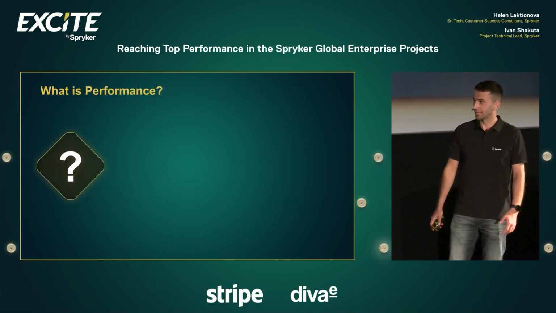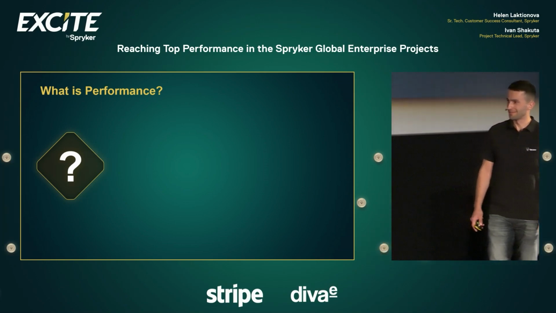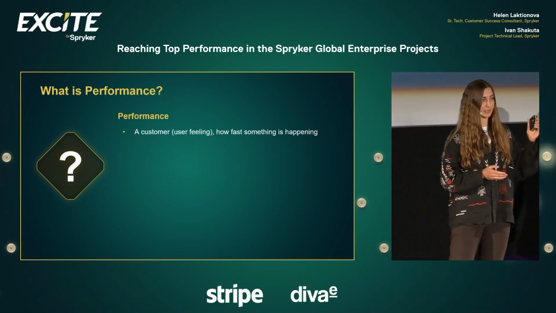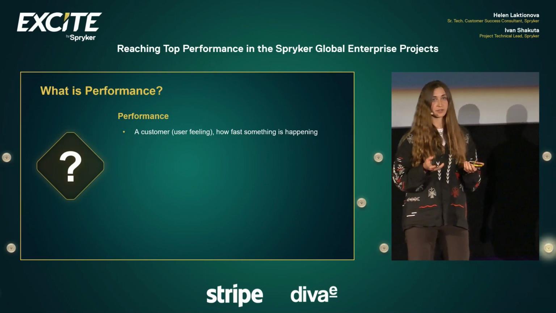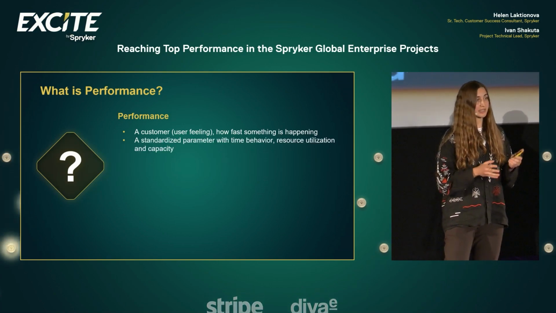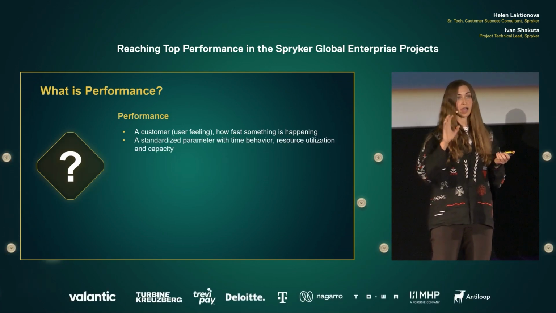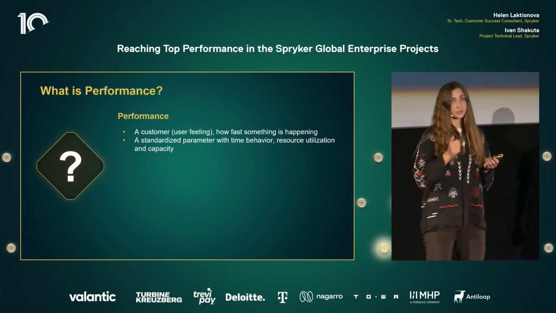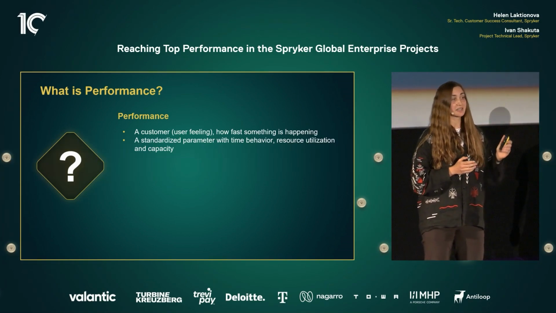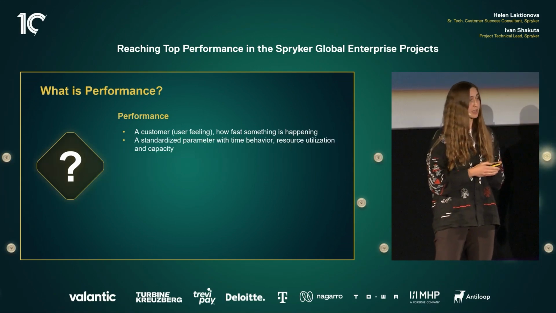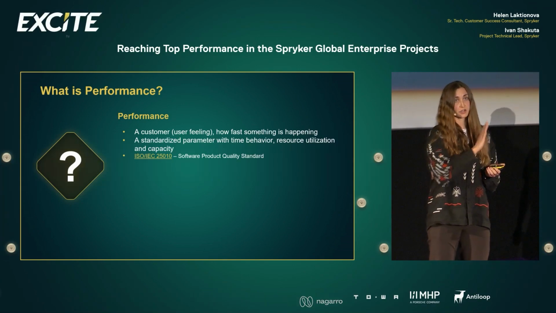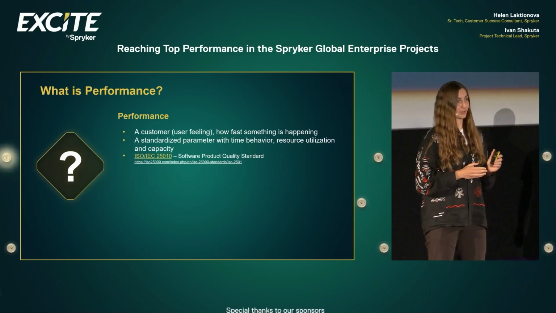So, Helen, what is performance? So this is the most boring slide of the presentation, but I'm here to help you out. So performance can consist of 2 different parts. The first part is the customer or user feeling when they're saying, okay, the product detail page is slow. That's the one part. The other part is standardized parameters, like time behavior, so how fast actually the PDP loads, or resource utilization. So for example, the CPU load is like 80% or something. And then capacity, how much your system actually can handle. And for that, you have some product quality standards. You can check them on ISO. The link is there. We will not tell you more about this here.